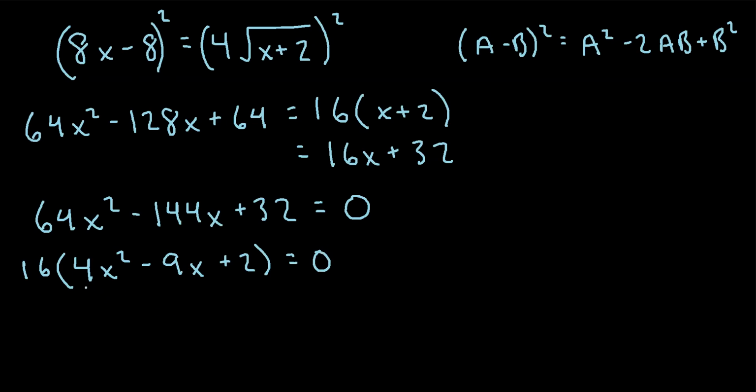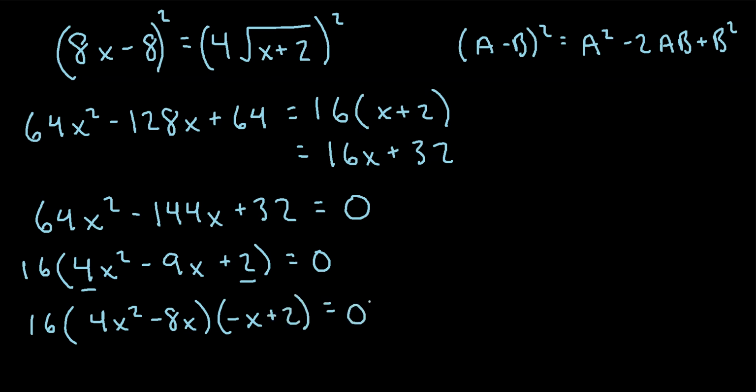So we can ask ourselves what numbers multiply to 4 times 2, so 4 times 2 is 8, but add to negative 9. Well, that would be negative 8 and negative 1. So what we can do is write this inner parentheses as 4x squared minus 8x, and then times a negative 1x, or just negative x. So we're just breaking down this 9 into a negative 8 and a negative 1. And then we have a plus 2 is all equal to 0.